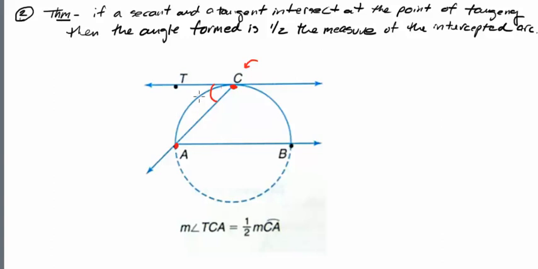So the intercepted arc is right there. So if this intercepted arc was, say, let's make something up, 50 degrees, then angle TCA would be half of 50 degrees, which would be 25 degrees. Okay, so that's the first theorem.